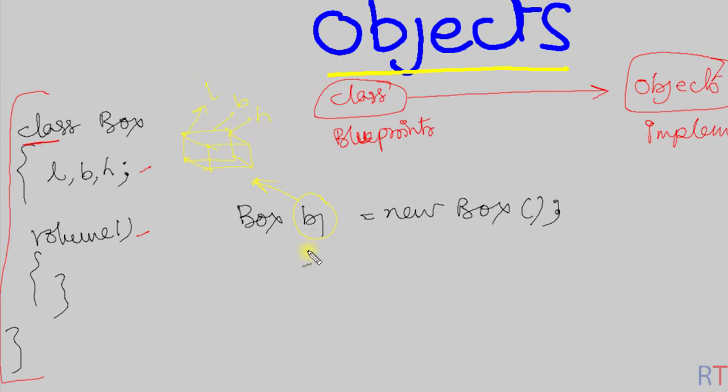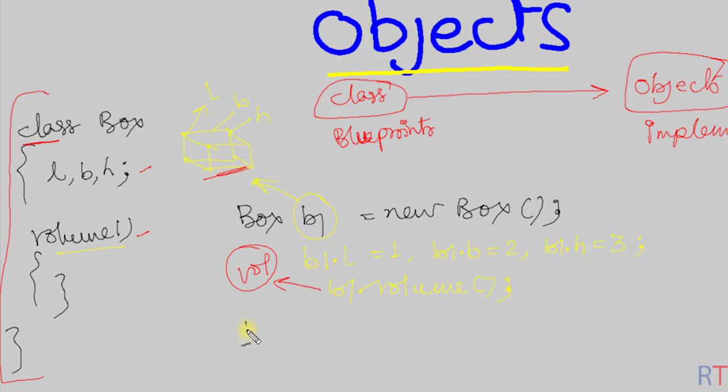So we can set the length of the b1 object by the dot operator. We can write b1.length and assign one value. Similarly, we can write b1.breadth and assign it some value, and also we can write b1.height and assign some value to it. And then we can call the volume method like b1.volume, and we can calculate the volume of that box.